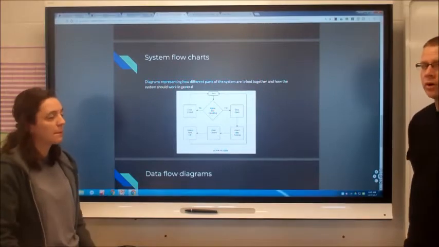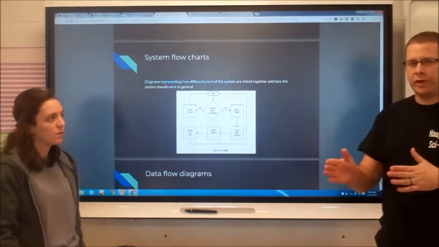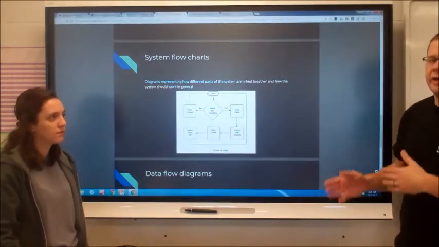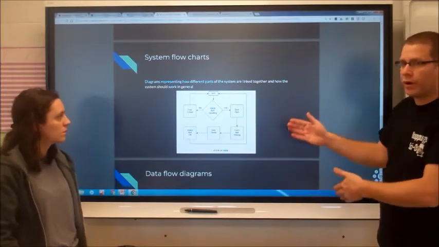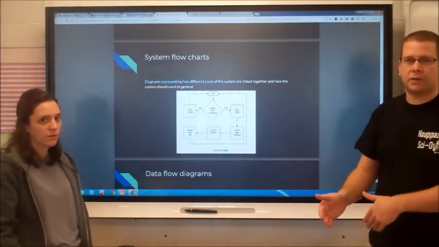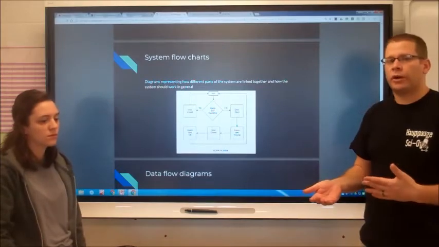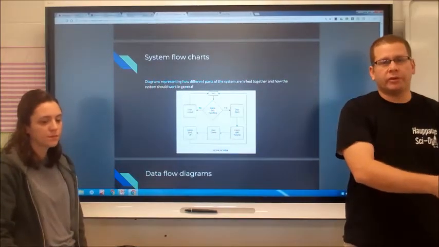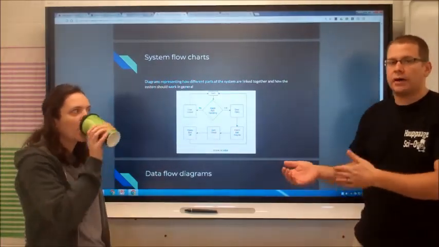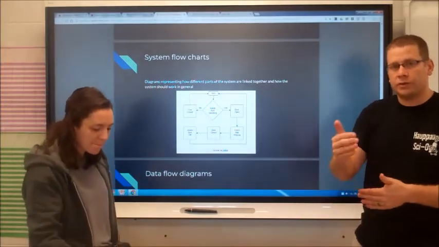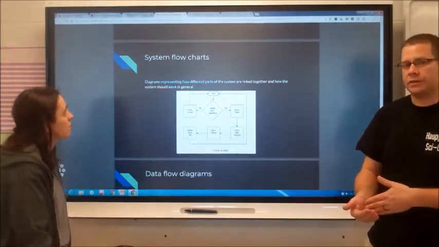Your system flow chart could also show the movement of data within the system, but it has to show the hardware that's involved in the system. So if you were talking about an example where there was a monitor and a keyboard involved, you would actually have to draw out and list in there those types of input and output devices.